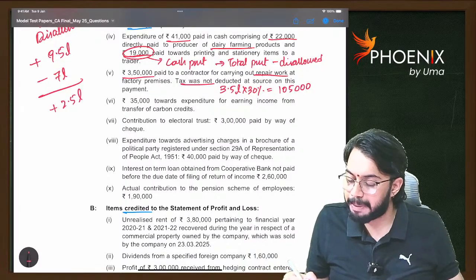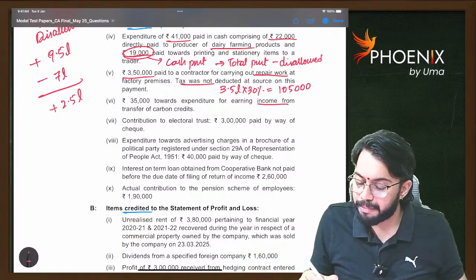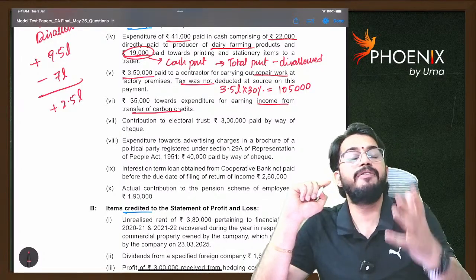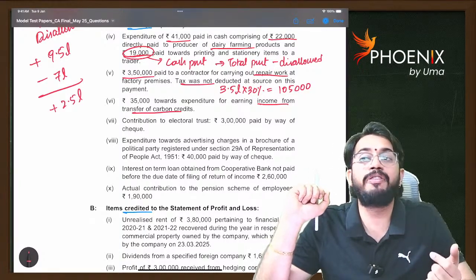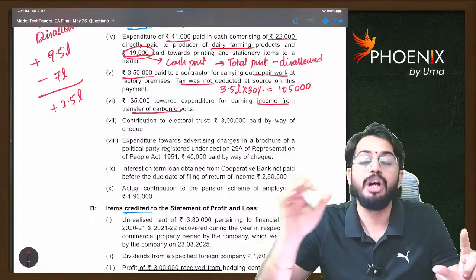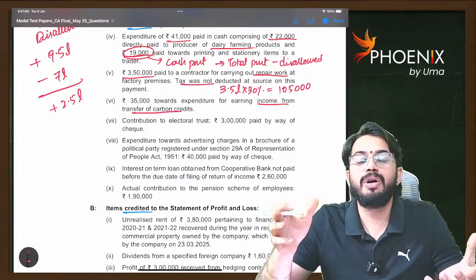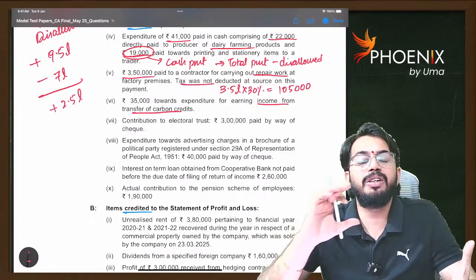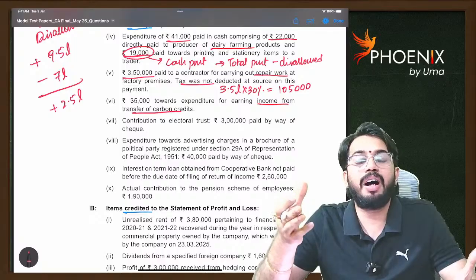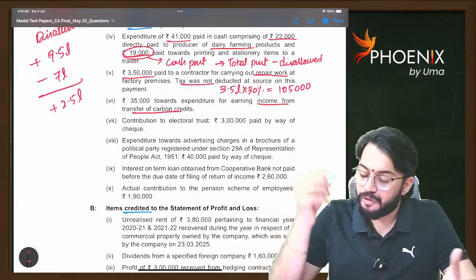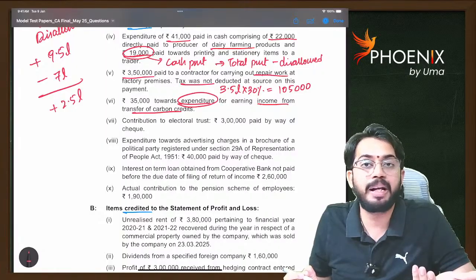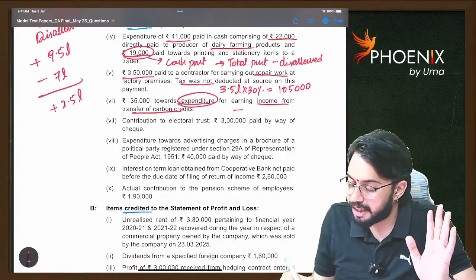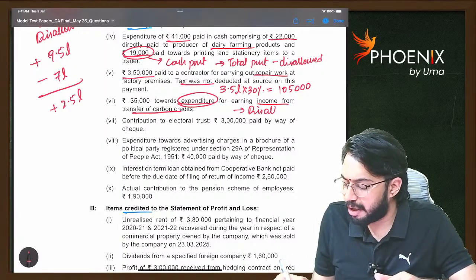35,000 towards expenditure for earning income from transfer of carbon credits. See, whatever income from carbon credits is there, it is taxable at the rate of flat 10%. No deduction is allowed, and it is taxable at flat rate, so whatever expenditure incurred for earning income from carbon credits is not allowed as deduction. This is to be disallowed.